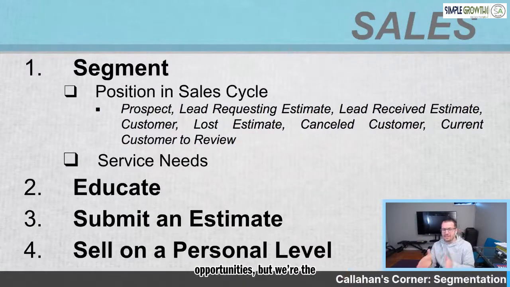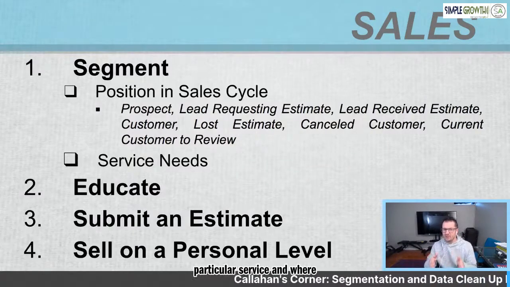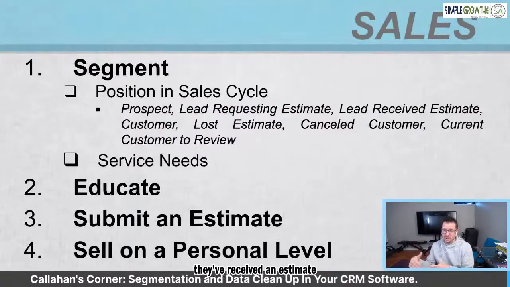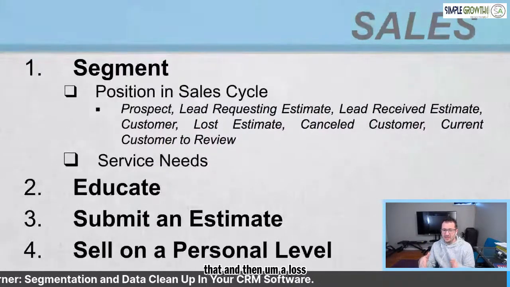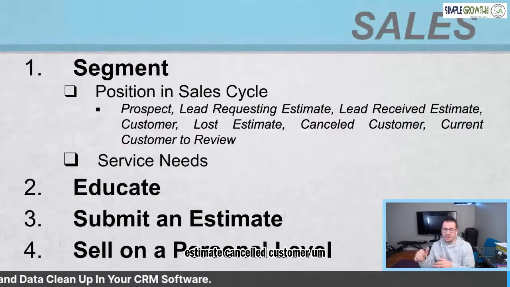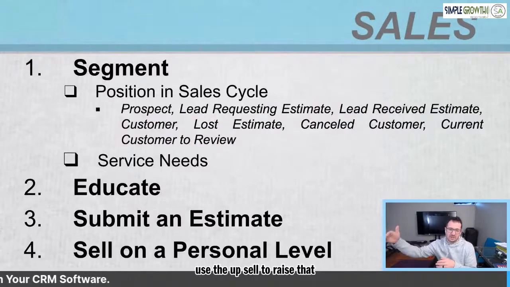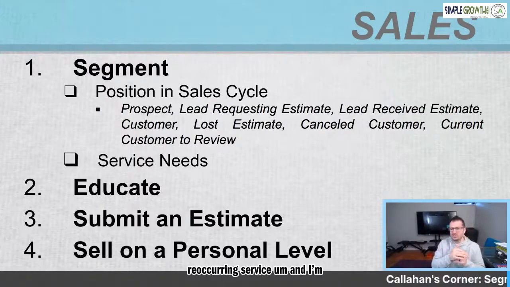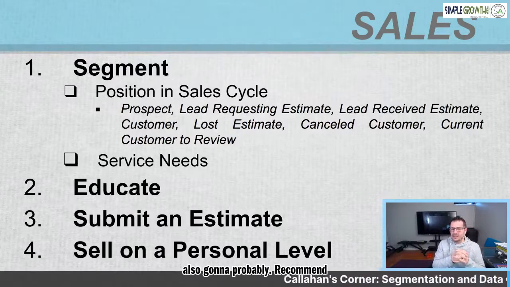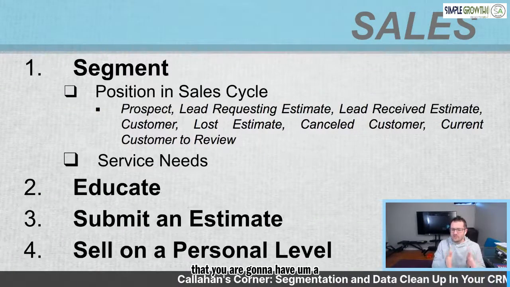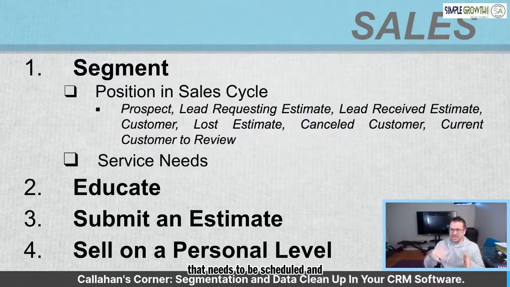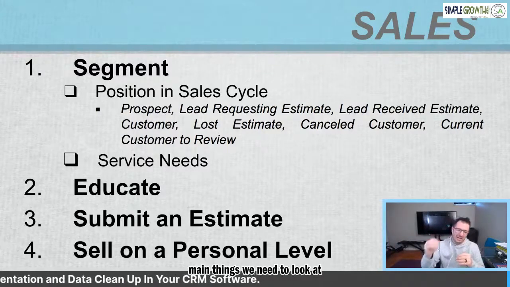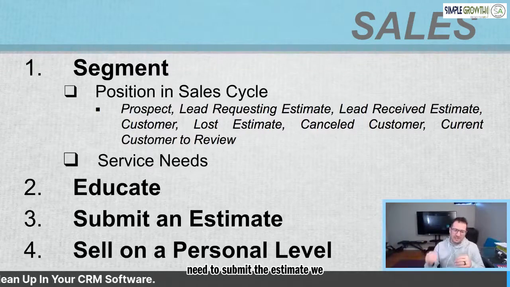But we're basing them on each particular service and where they're at, whether a prospect, they're requesting an estimate, they've received an estimate, either needs to win or lose that, and then a loss estimate, canceled customer, and a current client that could use the upsell to raise that gateway service to another reoccurring service. And I'm also going to probably recommend that you have one service for lawn mowing that needs to be scheduled and executed, because that is part of the segmentation internally. But main things we need to look at is we need to go out and educate, we need to submit the estimate, and we need to sell on a personal level.